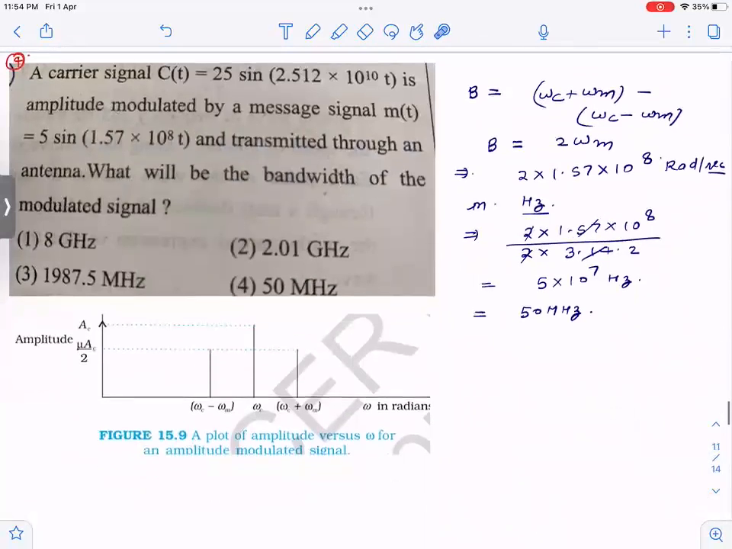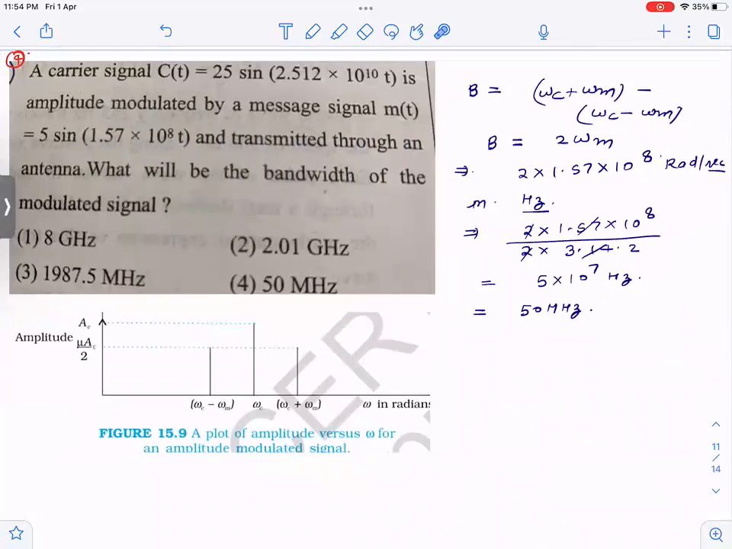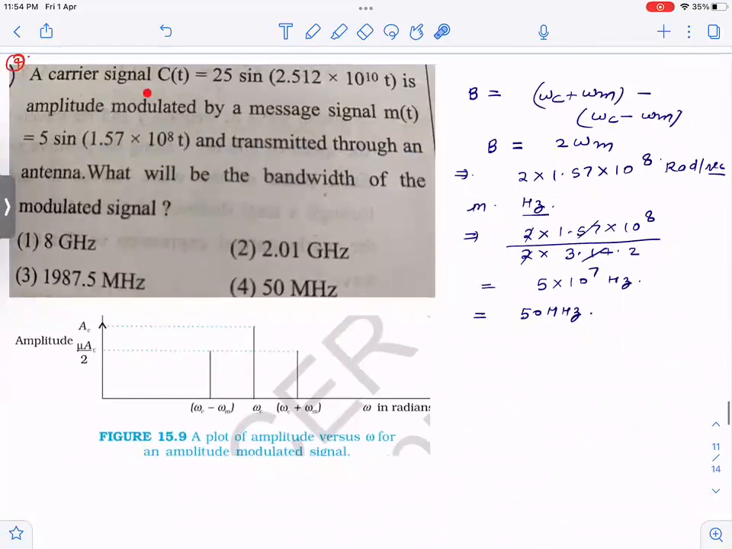Next one is again amplitude modulation. Very, very simple question. Let us see. A carrier signal is given and then amplitude modulated by a message signal. This is the message. In the last video, we have seen it is transmitted through an antenna. What will be the bandwidth?